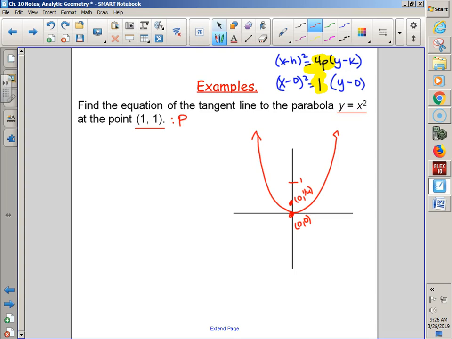The parabola says focus, right? Wherever the parabola is, wherever the concavity. Focus. So, focus, right? 0, 1/4. Because p equals 1/4.